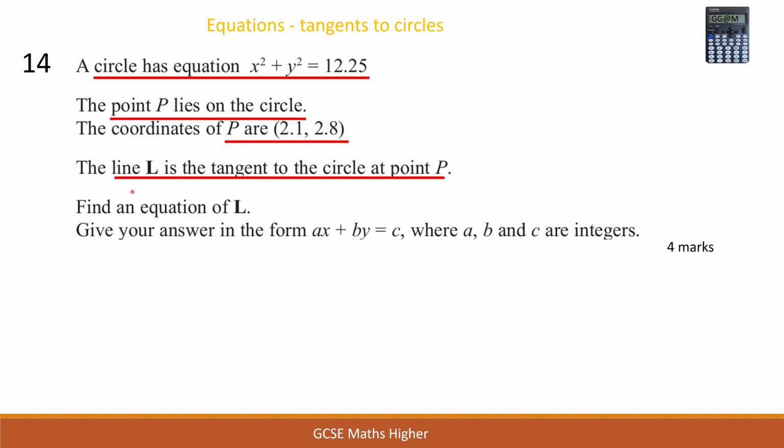You're told L is the tangent to the circle at the point P, and you've got to work out the equation of L, giving your answer in this form, ax plus by equals c, where a, b and c are integers, which just means whole numbers again. Press pause, have a go at working out the answer, press play when you're ready to hear the answer.